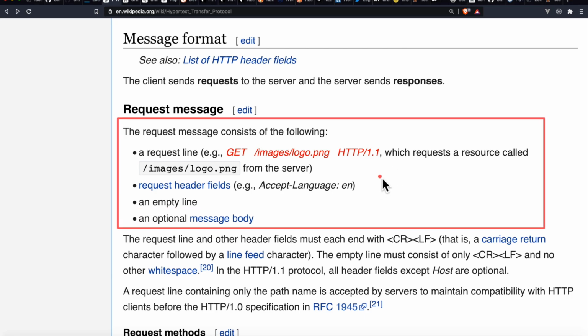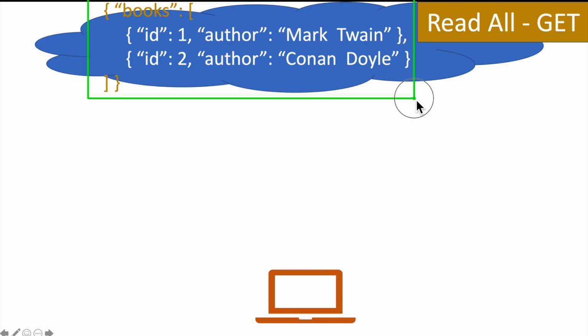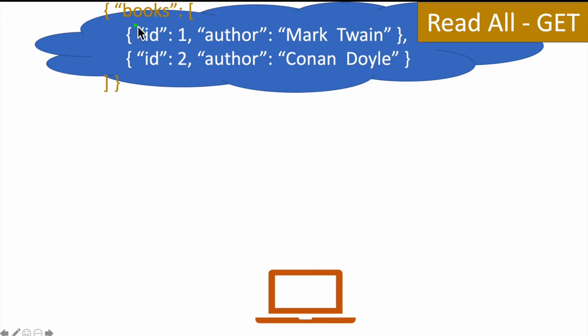Now let us construct some HTTP requests by using what we have learned over here. Let's assume that this is our API running in the cloud, and this is our browser running on a laptop. Let's say we have a RESTful API that is based on this JSON data over here. There is a books resource, which is an array that has 2 book records, and each book record is an object that has an ID and an author. Now let us write some HTTP requests to do some resource operations on this data over here.